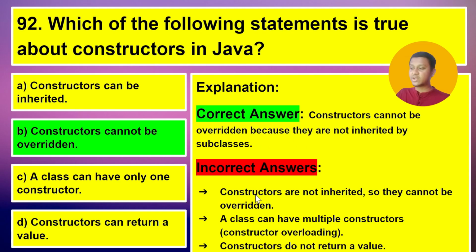Other options are incorrect because constructors are not inherited, so they cannot be overridden. A class can have multiple constructors which uses the concept of constructor overloading, and constructors do not return a value. So here the correct answer will be option B.